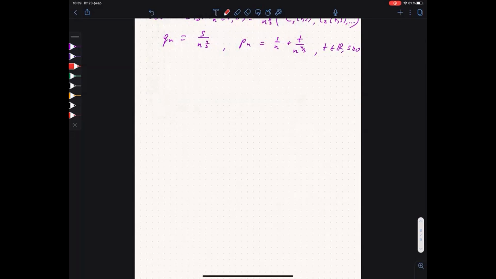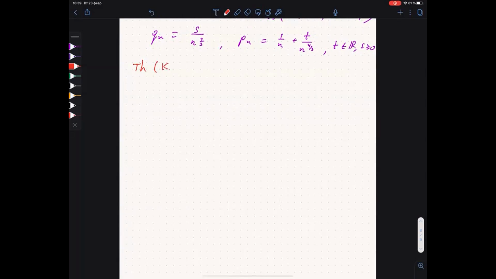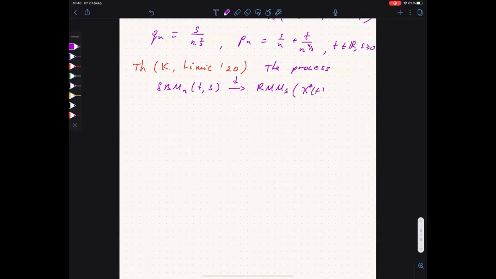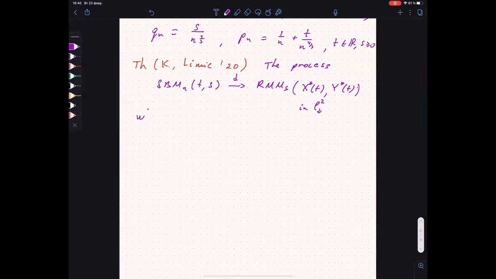Then the theorem of Konarovskyi and Lineage. For the stochastic block model, the rescaled vector converges in distribution to RMM of (x*(t), y*(t)) in l2, where x* and y* are independent multiplicative coalescents and also independent of psi, which appears in the definition of RMM.